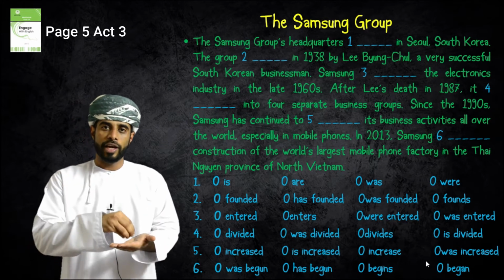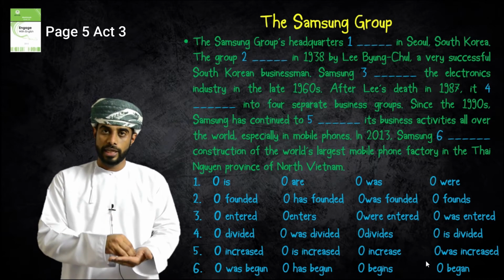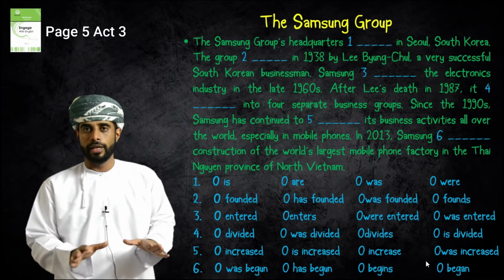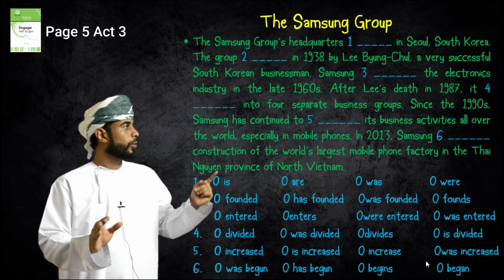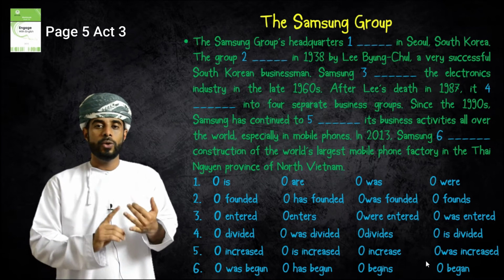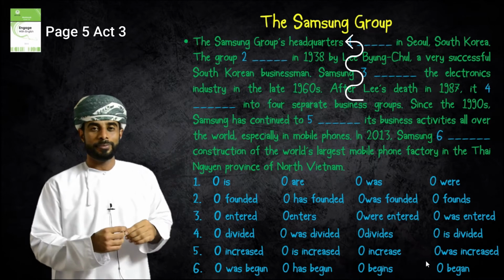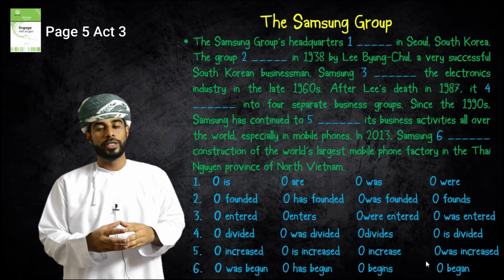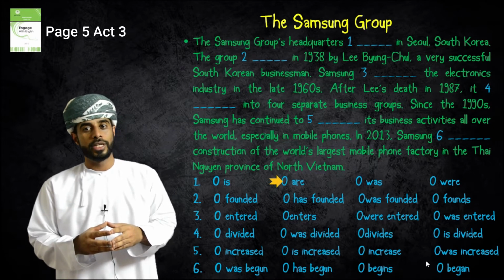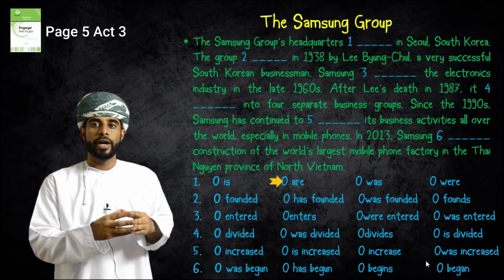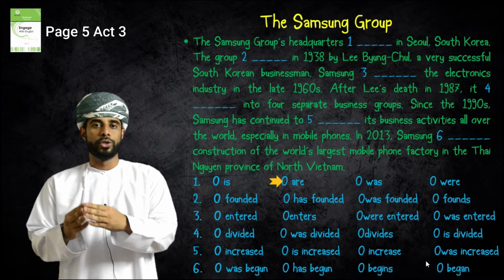If it is still a fact, still the same at the same time you are talking, so it's present. Now, so we are not going to use was or were. We still have is or are. Look at the S at the headquarters. So it's plural. So we will say what? We'll say, of course, are. The Samsung Group headquarters are in Seoul, South Korea.